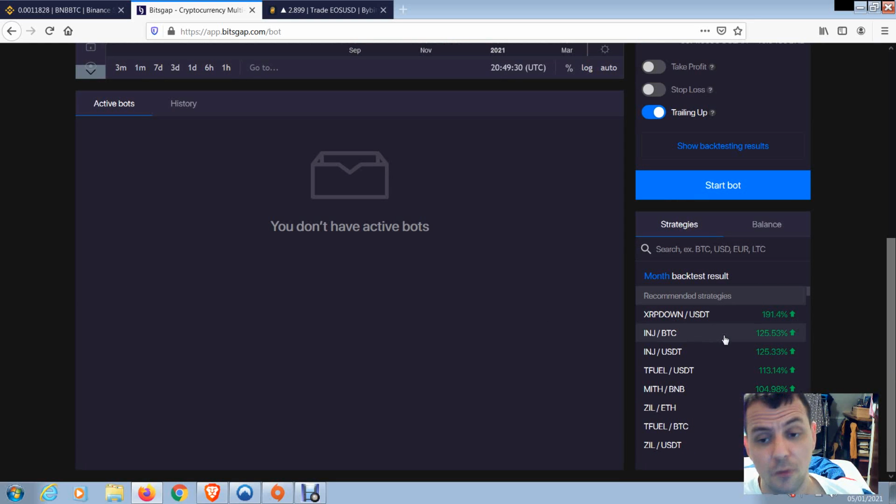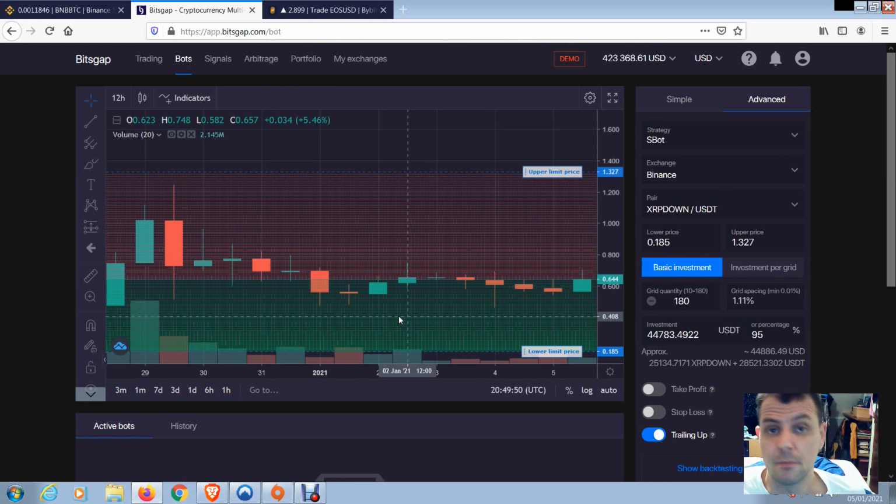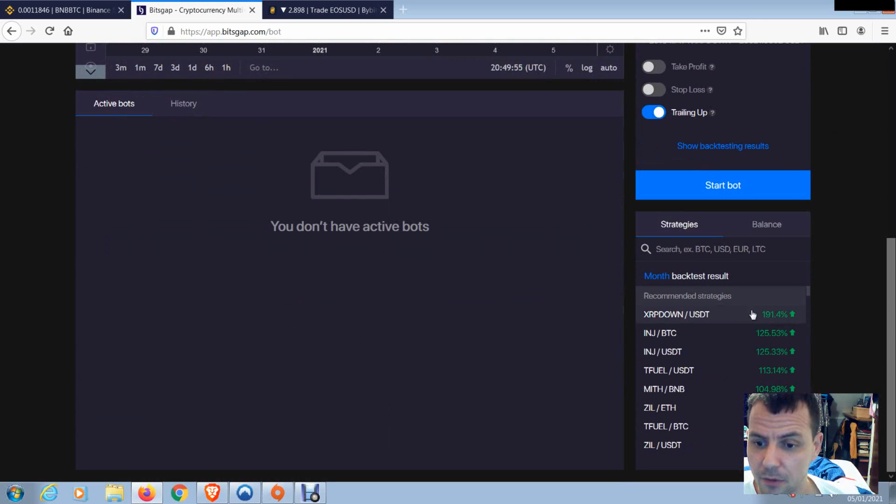These are the top performers of last month. So if you would have traded XRP down to USDT, you'd be close to 200% in profit. So that would be 200% extra. If you started, let's just say, XRP down with $1,000, you started that bot a month ago, you would have close to $3,000 now of profit with using that bot. That's what that means. That means that in the last month it has made that much bot profit.